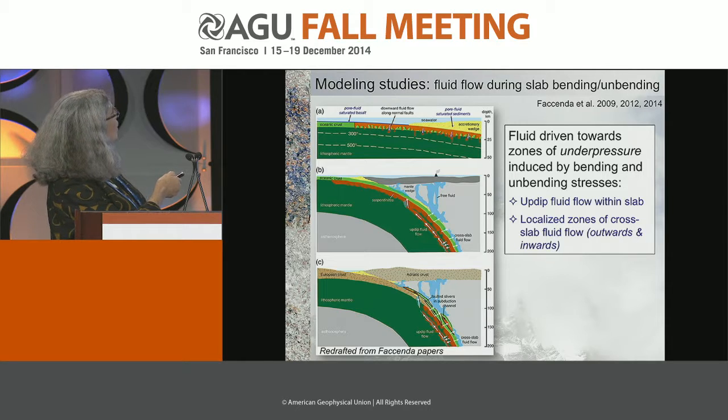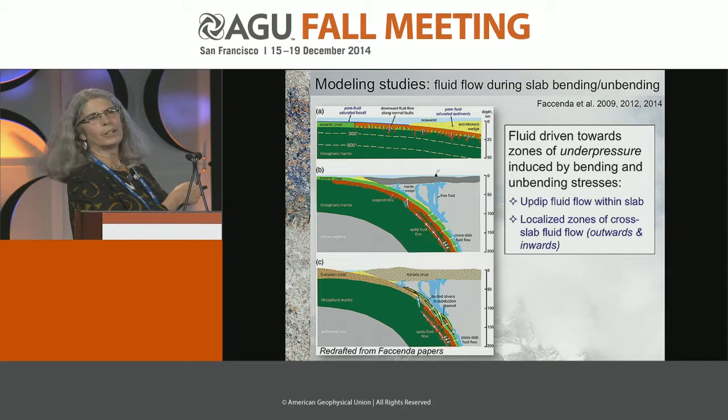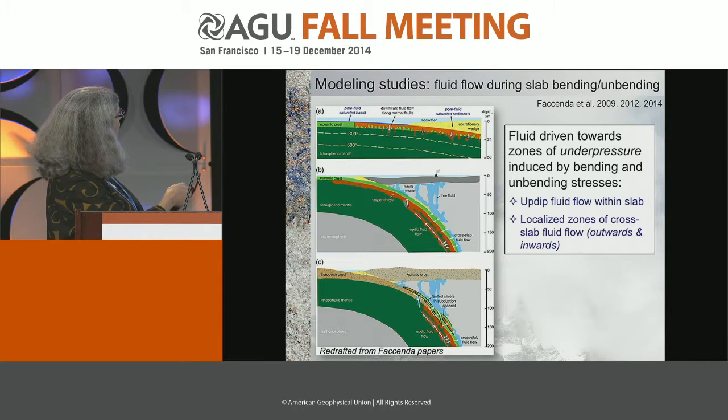In this case, we're looking at the effect of slab bending as rocks enter the subduction zone, followed by unbending down at depth. And bending is going to cause infiltration of fluids, both seawater and accretionary pore fluids from sediments, down into the oceanic crust and mantle, causing serpentinization. And then unbending stresses down at greater depths are going to drive fluids in patterns that may not be intuitively obvious. So there is both cross-slab fluid flow, both outwards and inwards.